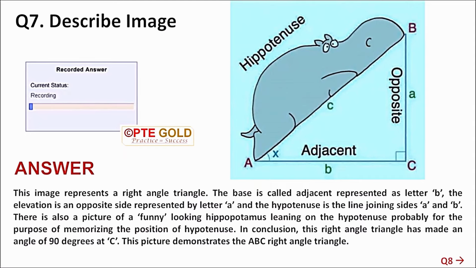This image represents a right-angled triangle. The base is called adjacent, represented as letter B, the elevation is the opposite side represented by letter A, and the hypotenuse is the line joining sides A and B.